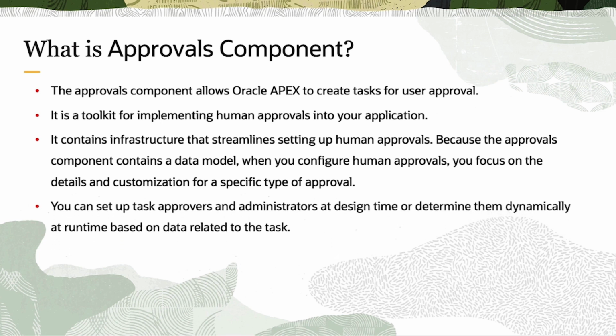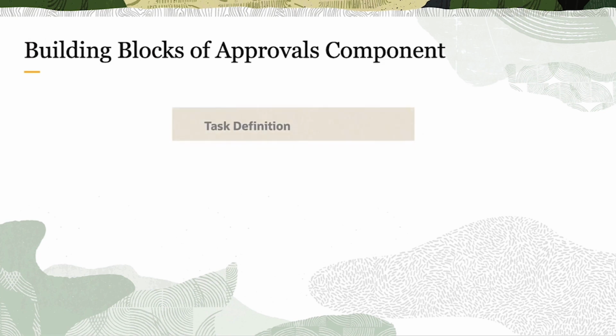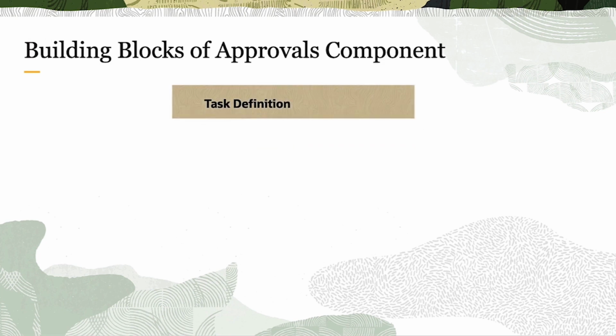You can set up task approvers and administrators at design time or determine them dynamically at runtime based on data related to the task. Building blocks of the approvals component. Apex provides building blocks for approvals. Task definition: a shared component used to configure task parameters, participants, actions, and due dates.